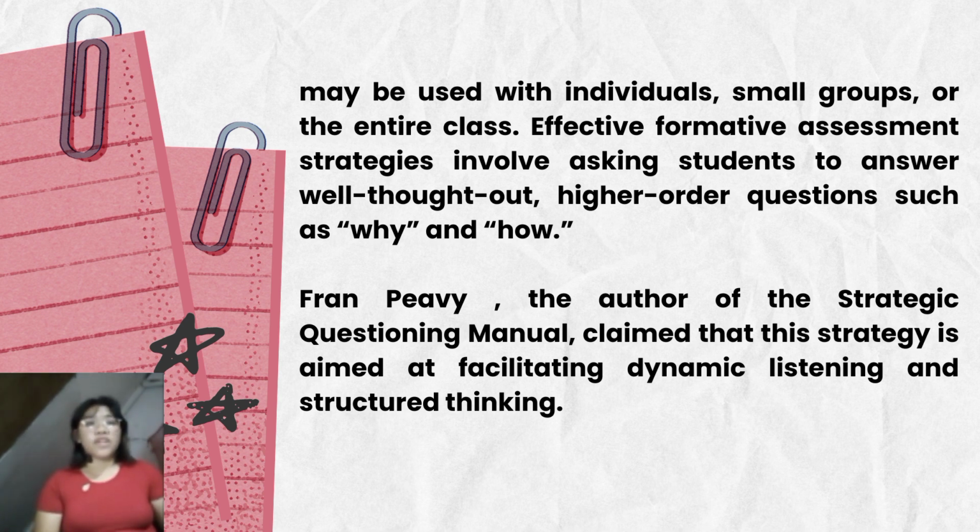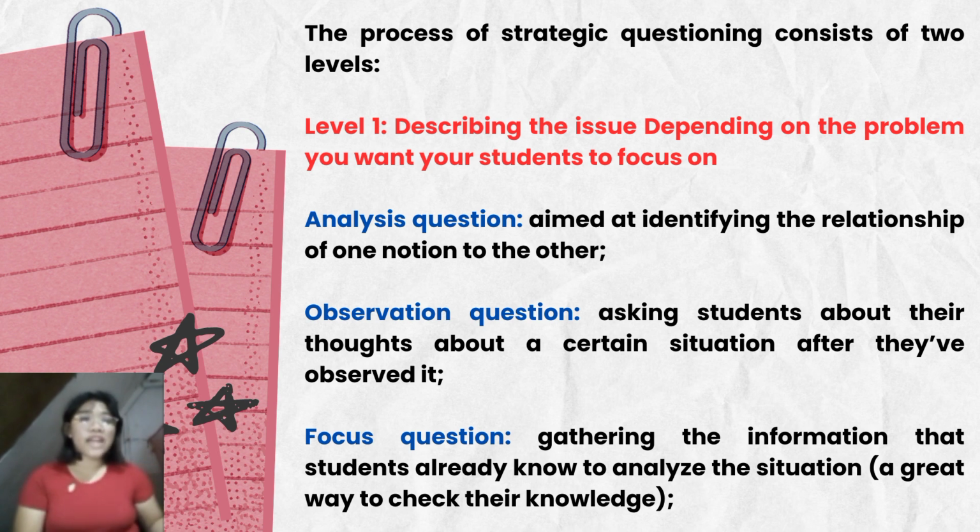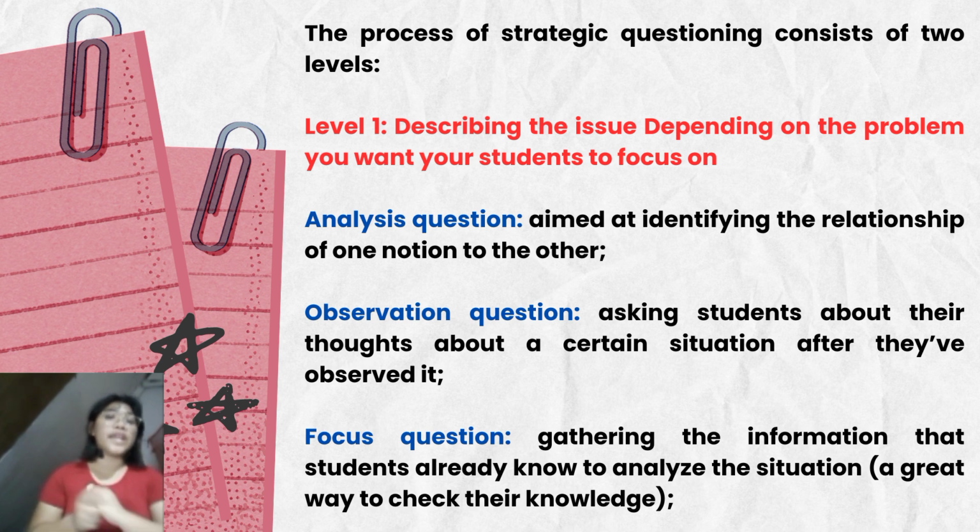So this is the process. Strategic questioning consists of 2 levels. Level 1, describing the issue. Depending on the problem you want your student to focus on, you can ask these questions. First is the analysis questions, which aim at identifying the relationship of one situation to the other. The second is the observation question, asking students about their thoughts about a certain situation after they observe it.